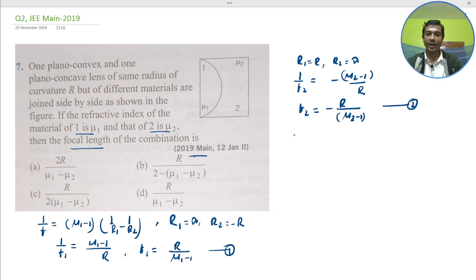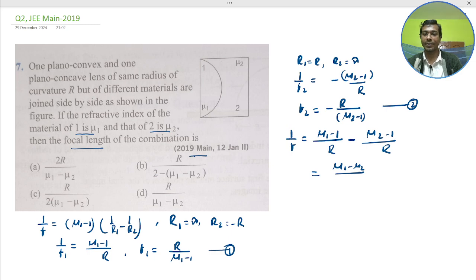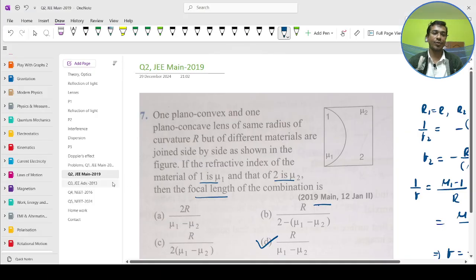From equations 1 and 2, we get 1 by f equal to mu 1 minus 1 divided by r minus mu 2 minus 1 divided by r. This becomes mu 1 minus mu 2 divided by r. So finally, the focal length f would be r by mu 1 minus mu 2. R by mu 1 minus mu 2, D, would be your correct answer. Next, go ahead.